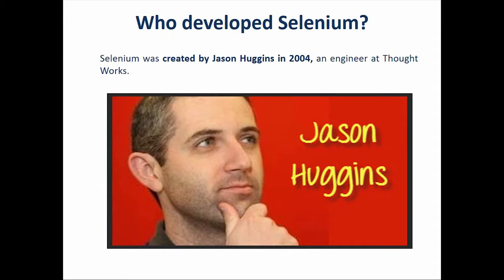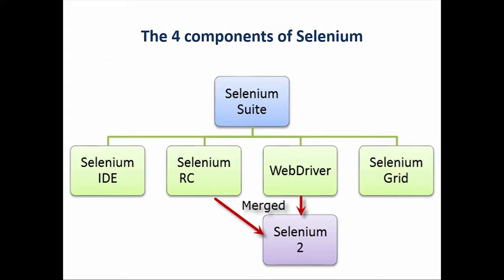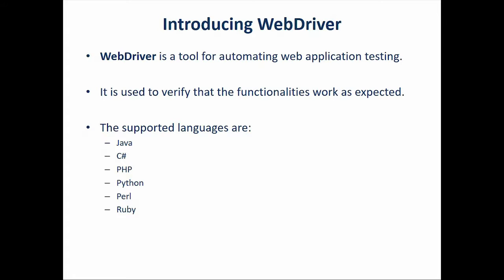Selenium was developed by Mr. Jason Huggins in the year 2004, who was an engineer at ThoughtWorks. Selenium has four components in it, which is Selenium IDE, Selenium RC, that stands for Selenium Remote Control, WebDriver, and Selenium Grid. We have to see how to work with WebDriver. A WebDriver is a tool for automating web application testing. It is used to verify that the functionalities work as per expected or not. Functionalities are the behavior of application.